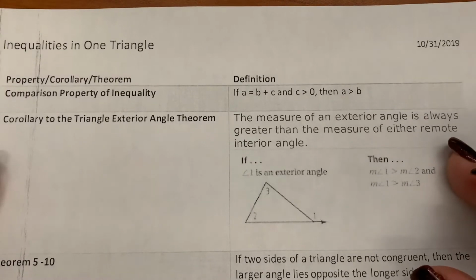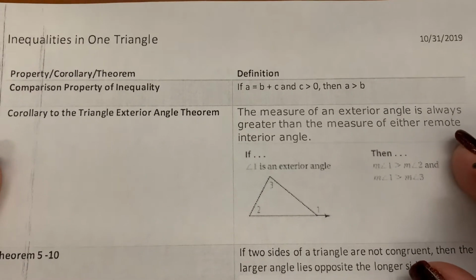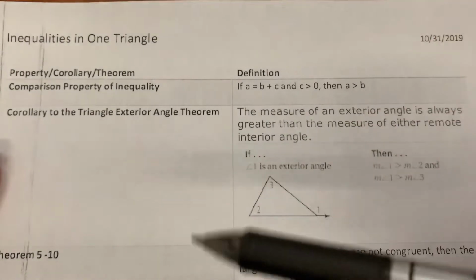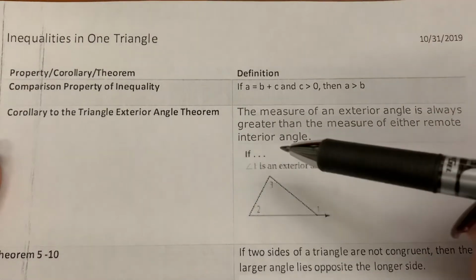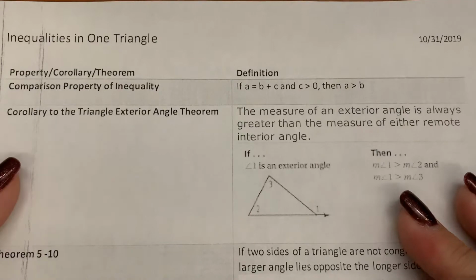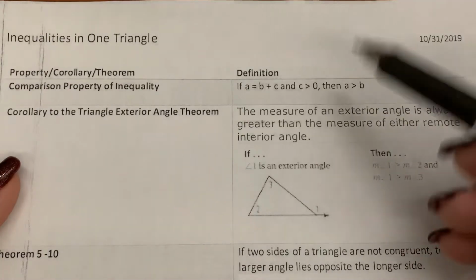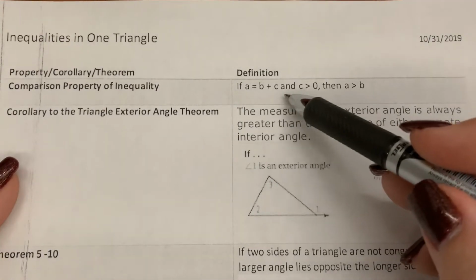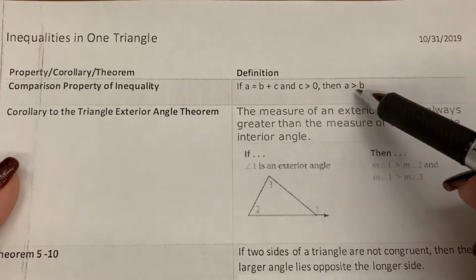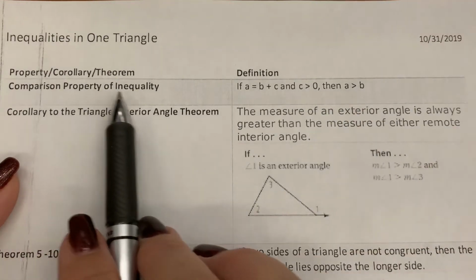Today we're working on inequalities in one triangle. So we have several properties, corollaries, or theorems, one or the other, and we're going to just talk about those real quick. So you need to fill in your blanks of your definitions. If A equals B plus C and C is greater than 0, then A is greater than C. That's the comparison property of inequality.